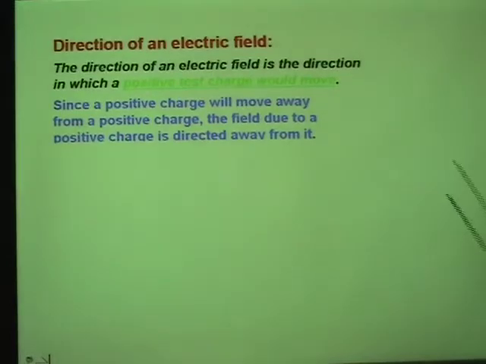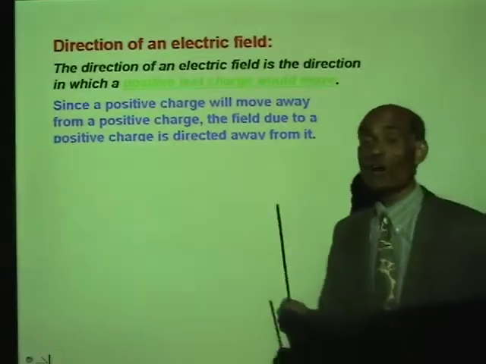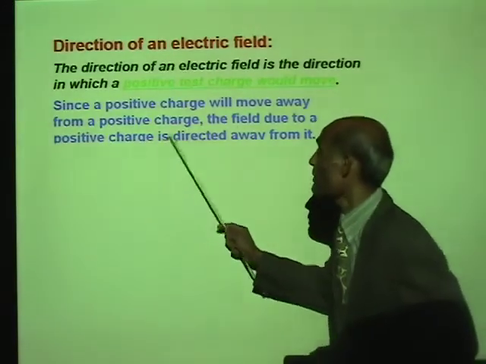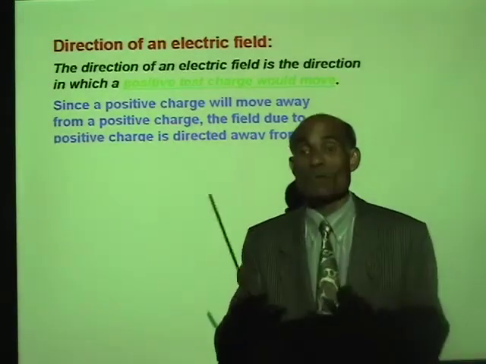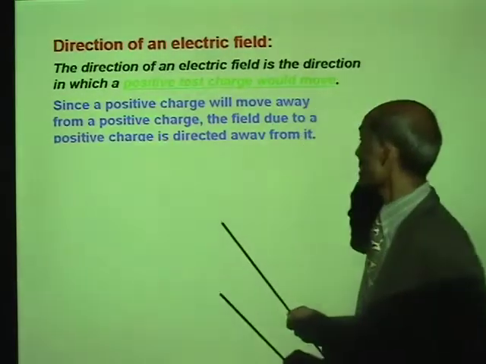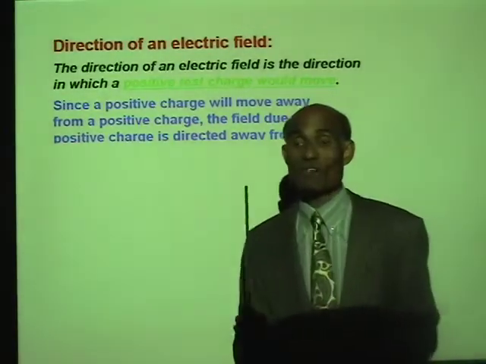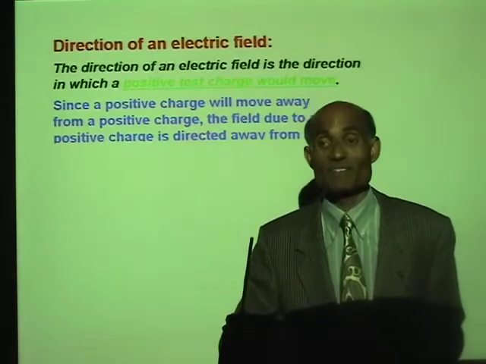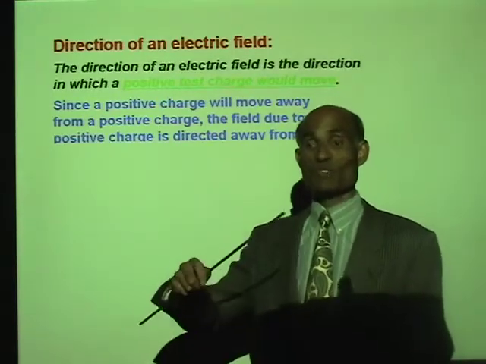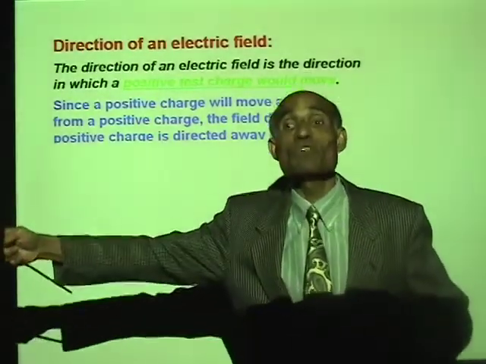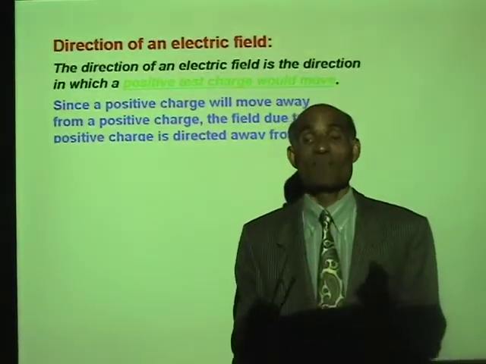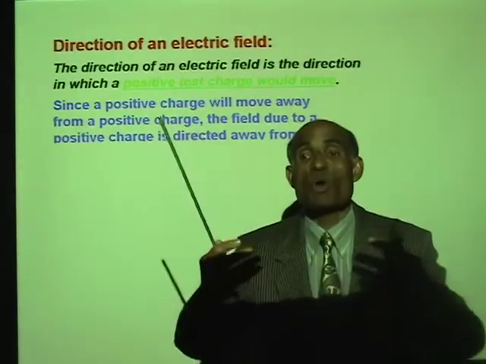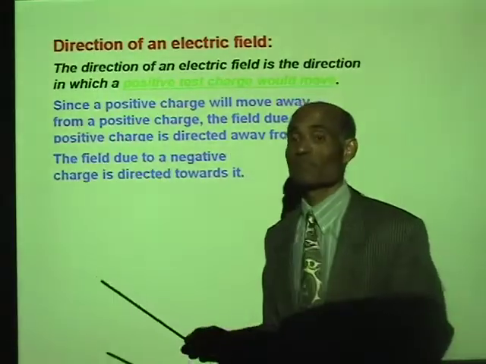Now, since a positive charge will move away from a positive charge, the field due to a positive charge is always directed away from it. Is that right? Yes, because our standard test charge is a positive charge, and a positive test charge will always move away from a positive charge. That means the electric field due to a positive charge will always be directed away from it.